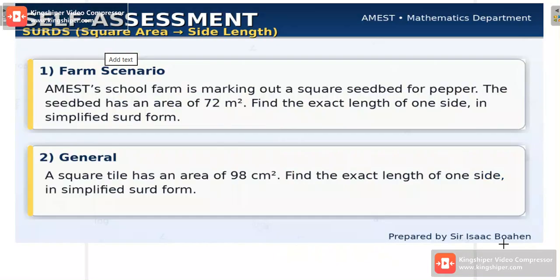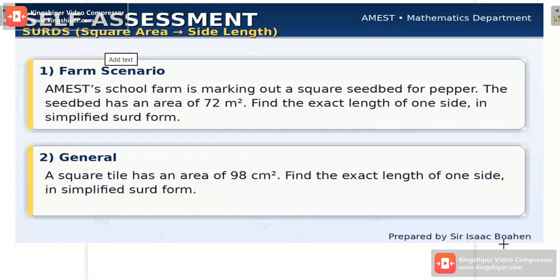Now, it is time for you to try these self-assessment questions. The first question is on a farm scenario, which says that a mixed school farm is marking out a square seed bed for pepper. The seed bed has an area of 72 meters squared. Find the exact length of one side in simplified surd form.